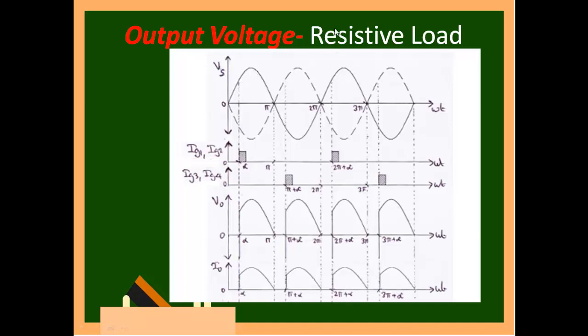If it is an R load, once your voltage touches 0, your output voltage also goes to 0, and this will be your waveform. For the negative half cycle, again if alpha is 30, it will start from here. Now when you take the average of it, it will get filled up and you will get a final output voltage and output current.